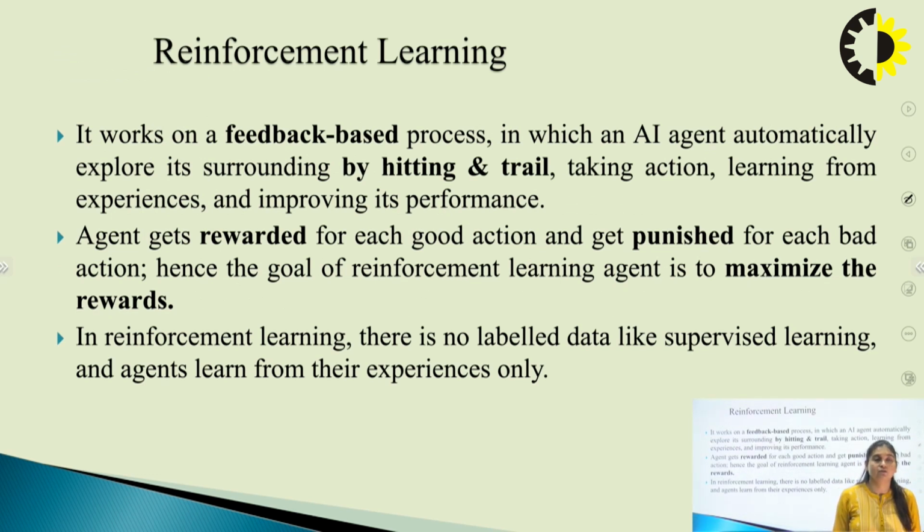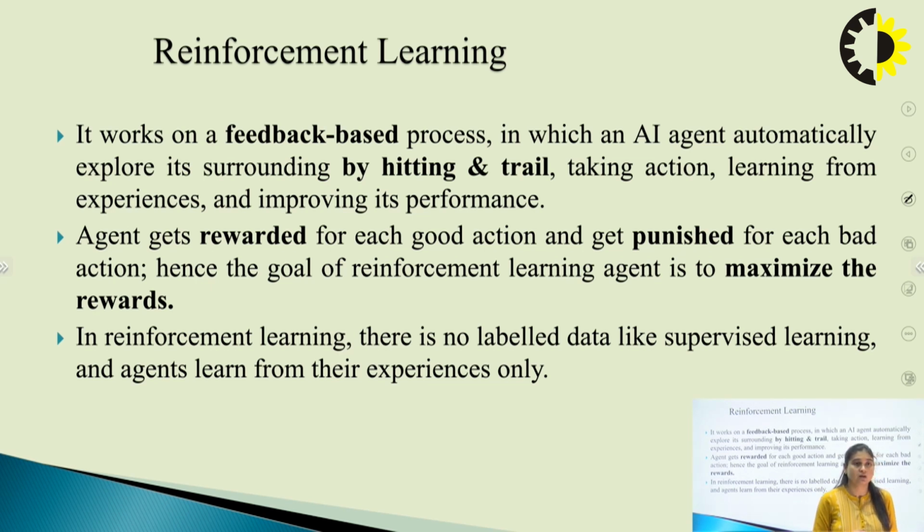Third category is reinforcement learning. It works on a feedback based process, in which an AI agent automatically explores its surroundings by hit and trial. There are two concepts: one is the penalty and the other one is the reward, and on the basis of those the agent acts further, taking action, learning from the experiences and improving its performance. The agent gets rewarded for each good action and gets a penalty for each bad action. Hence the goal of reinforcement learning is just to maximize that reward.